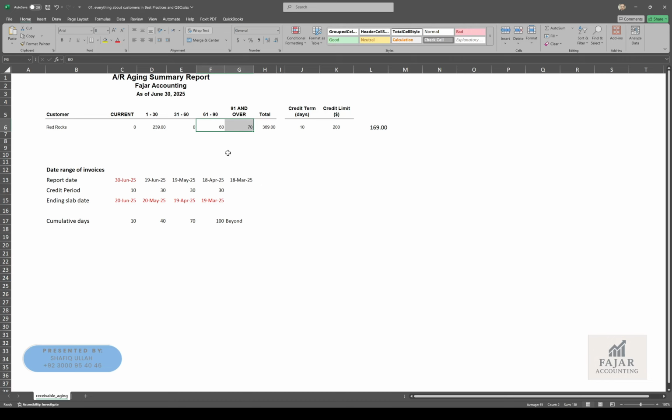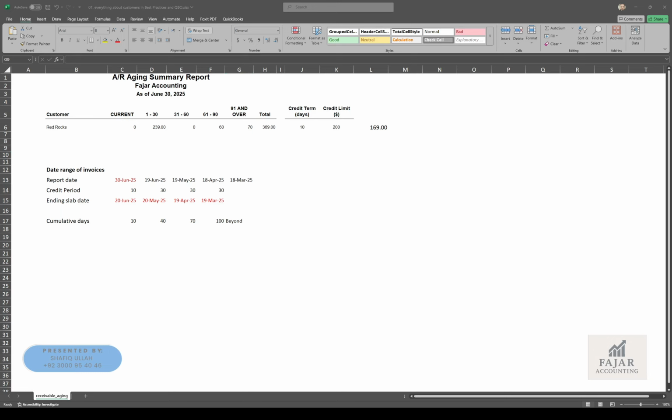Someone stole the payment. Whenever invoices move out of the current bucket and fall into the 1 to 30 days overdue slab, your accountant should start strong follow-ups immediately. Ignoring this will hurt your cash flow and make reconciliations harder. For this customer, the $70 and $60 need serious follow-up. This money will not come on its own.